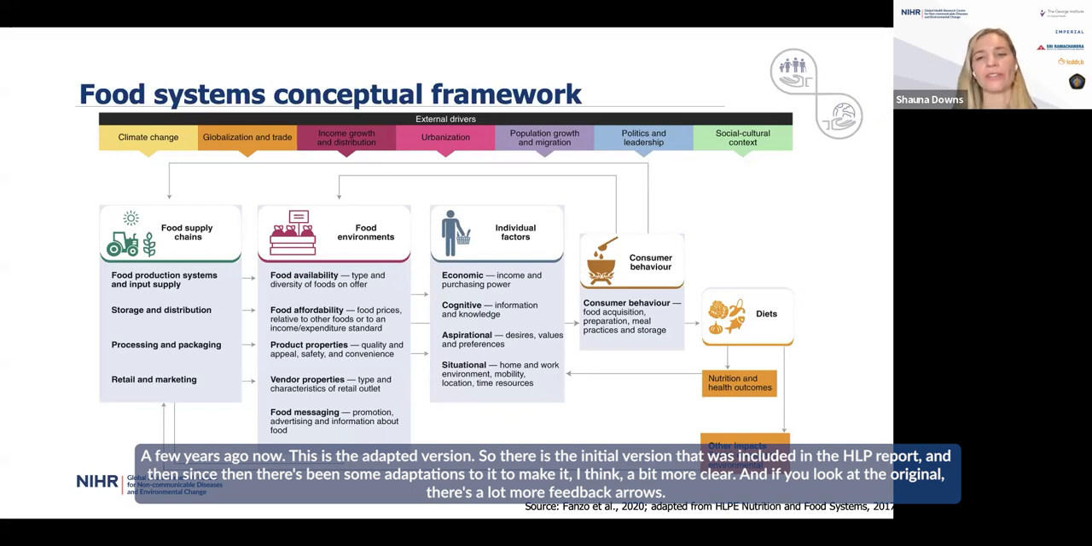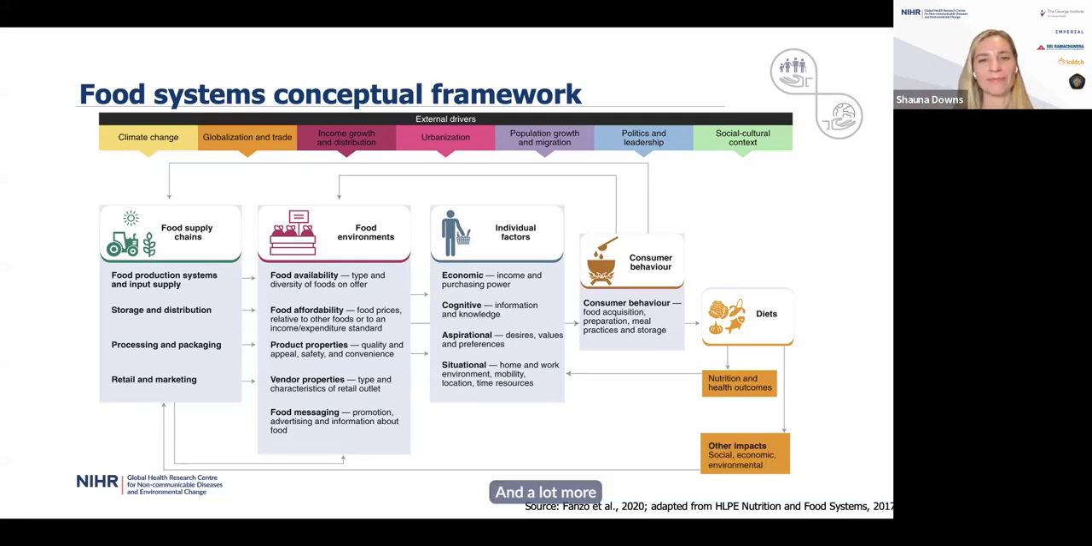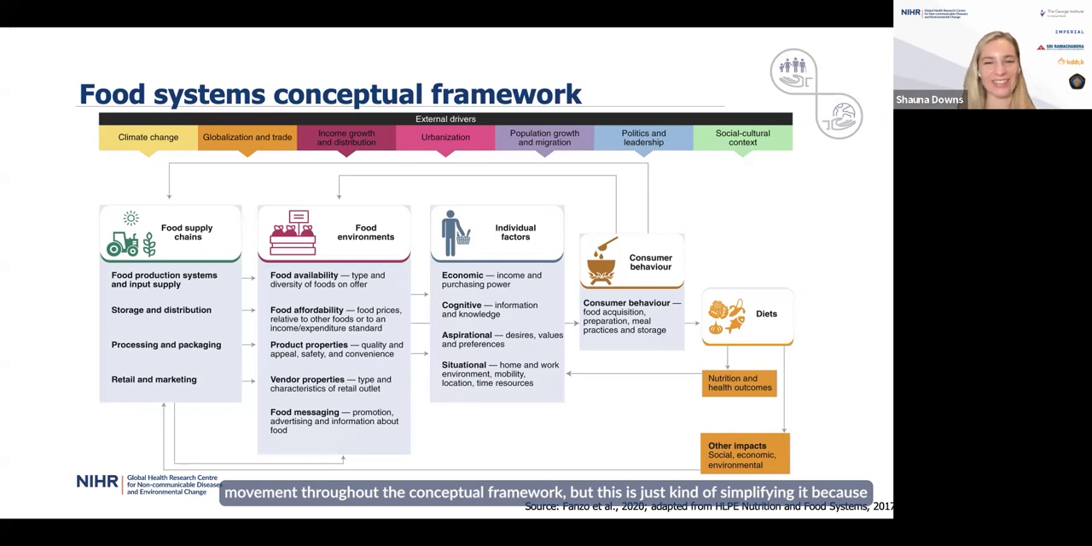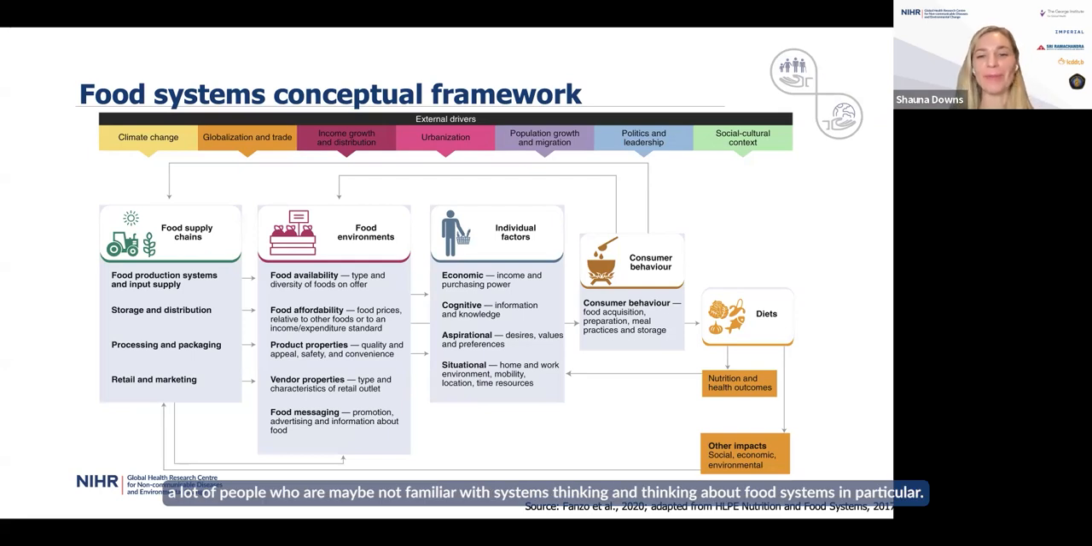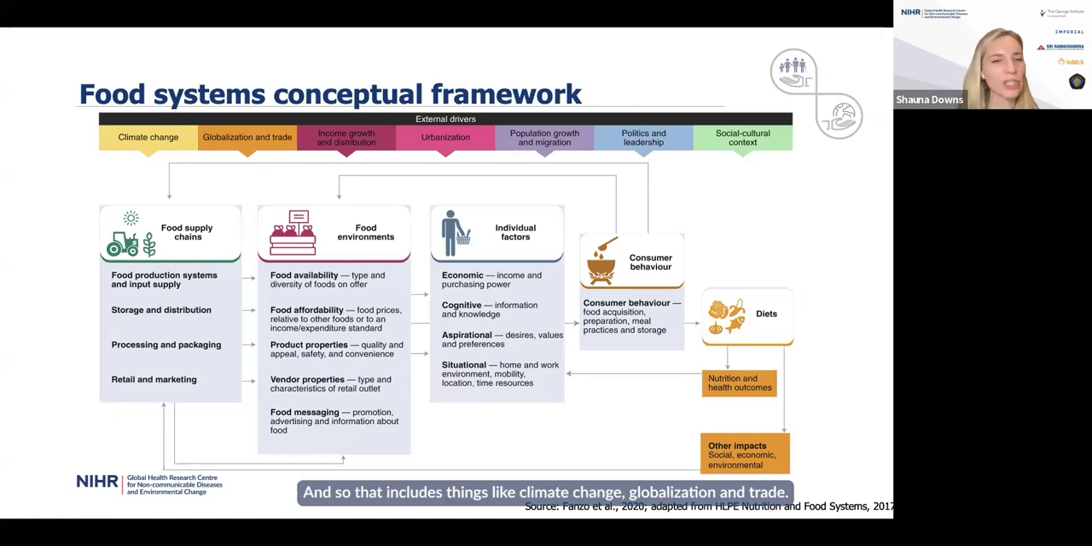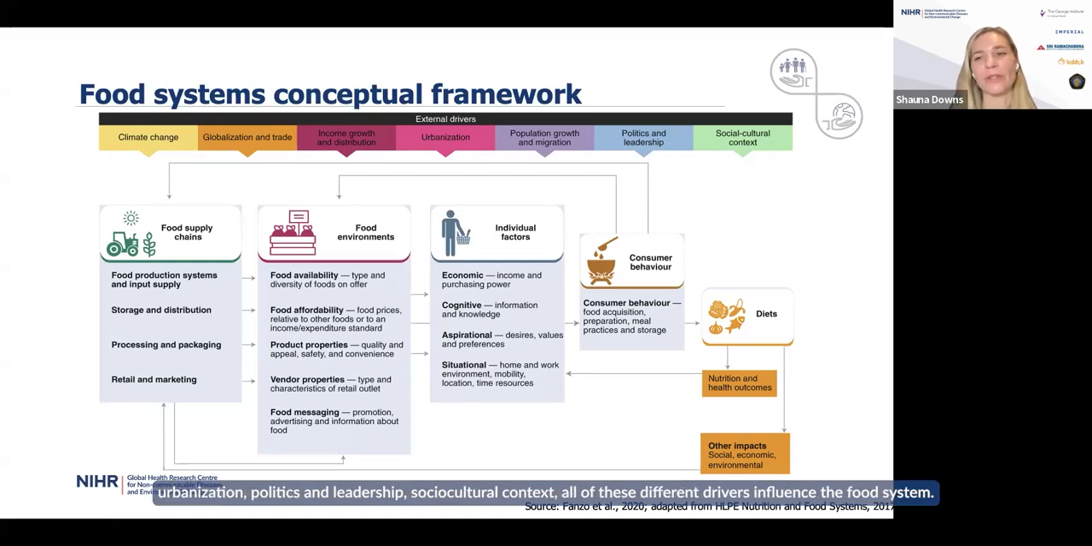If you look at the original, there are a lot more feedback arrows and a lot more movement throughout the conceptual framework, but this is just simplifying it because a lot of people who are maybe not familiar with systems thinking and thinking about food systems in particular found it hard to understand. On the top here we have the drivers of the food system, and that includes things like climate change, globalization and trade, urbanization, politics and leadership, sociocultural context. All of these different drivers influence the food system.